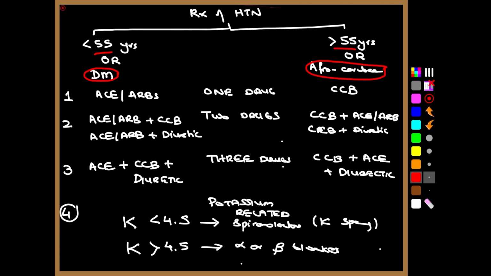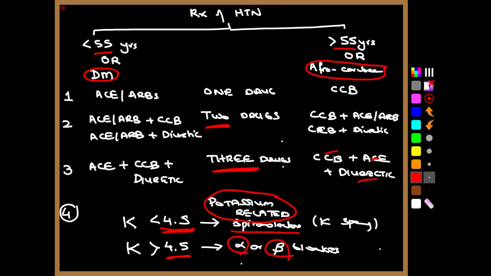Step 2, add the other drugs or add in a diuretic, but it has to be 2 drugs at the end of the day. Step 3 has to have all 3 drugs together. Doesn't matter in what format. So ACE inhibitors, calcium channel blockers, diuretics. Step 4 depends on the potassium itself. Potassium less than 4.5, we go for spironolactone. Potassium greater than 4.5, alpha or beta blockers.